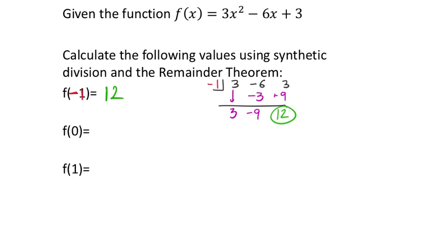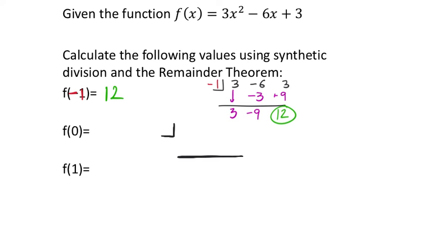Boom. Now you can check, right? You could say, well, what is 3 times negative 1 squared minus 6 times negative 1 plus 3? It's going to be 12.